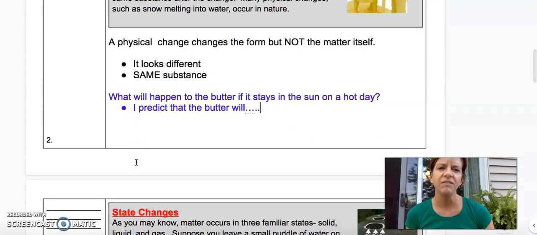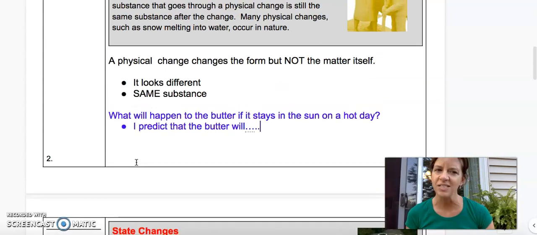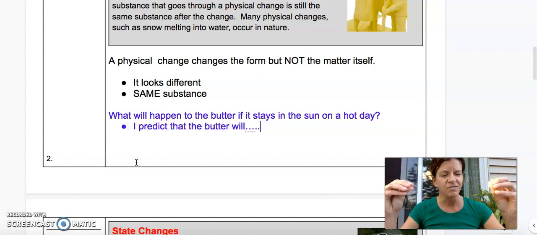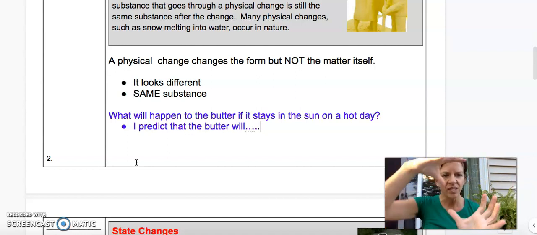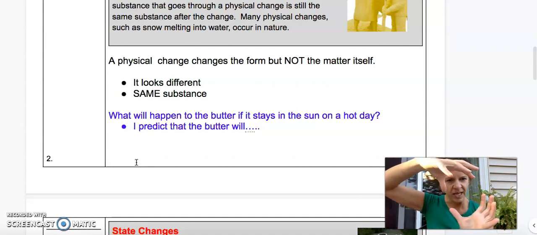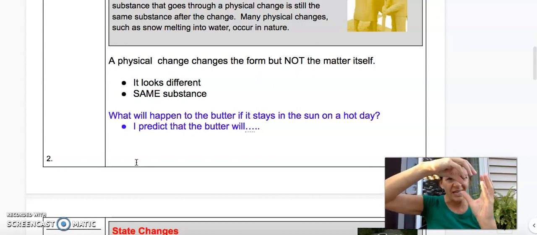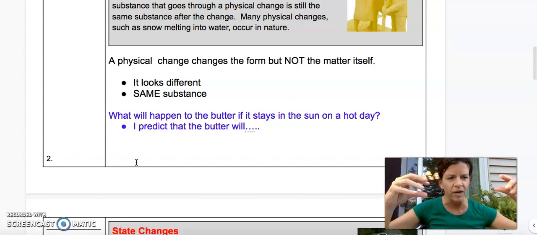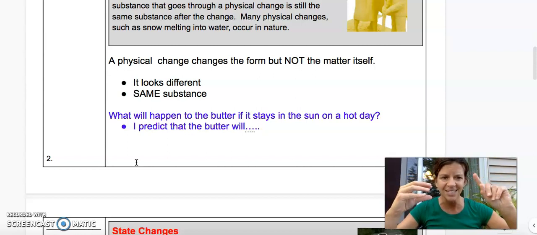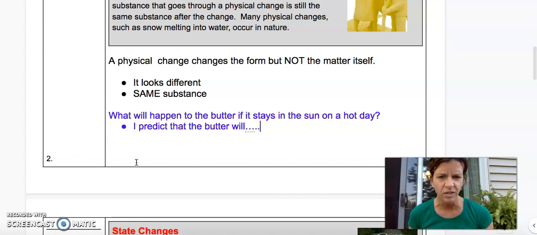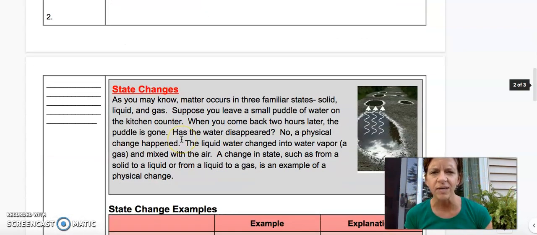All right, students, if you said the butter will melt, that's probably what would happen. Melting is a physical change because it was a butter statue, okay? And now the sun is beating on it and it's starting to melt into a butter puddle. So it looks different. It doesn't look like a statue anymore, but it's still butter. It didn't change the actual stuff, okay? So let's keep going and talk about that.